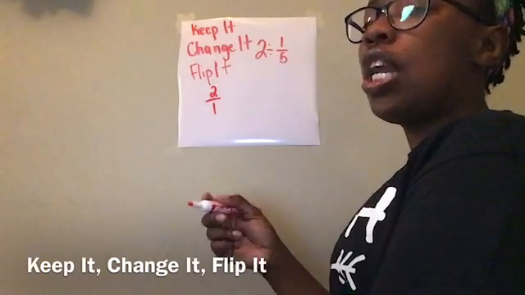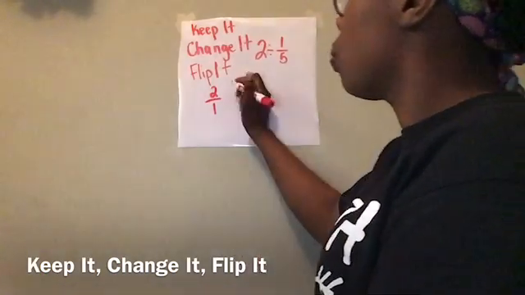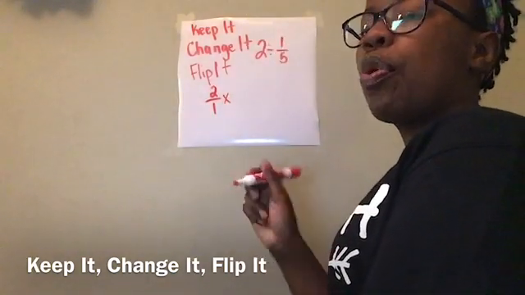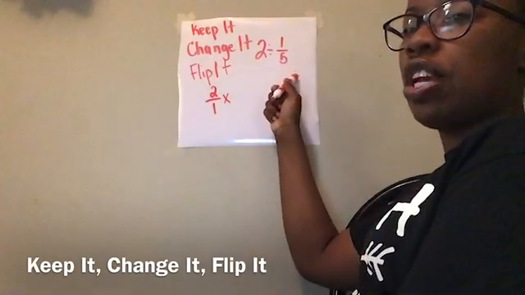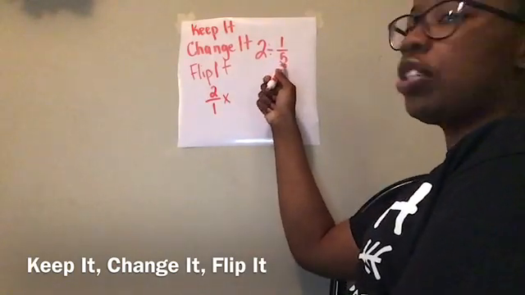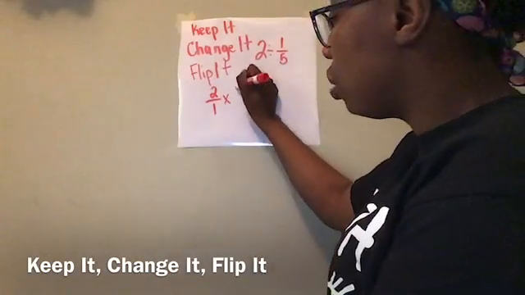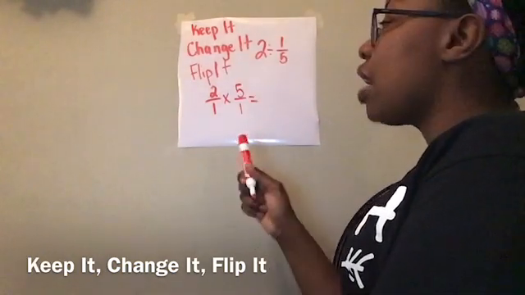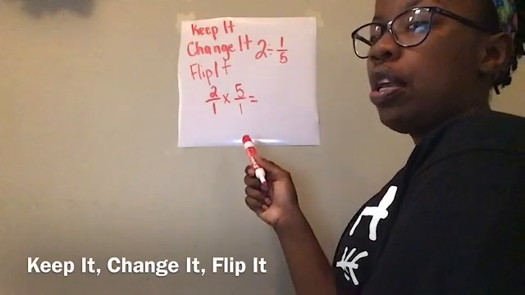We are going to change. You're going to change that division sign into a multiplication sign, and we're going to flip the second number. So we're going to flip that unit fraction. So now you're going to flip it, and it's going to be 5 over 1. So now you have 2 over 1 times 5 over 1.